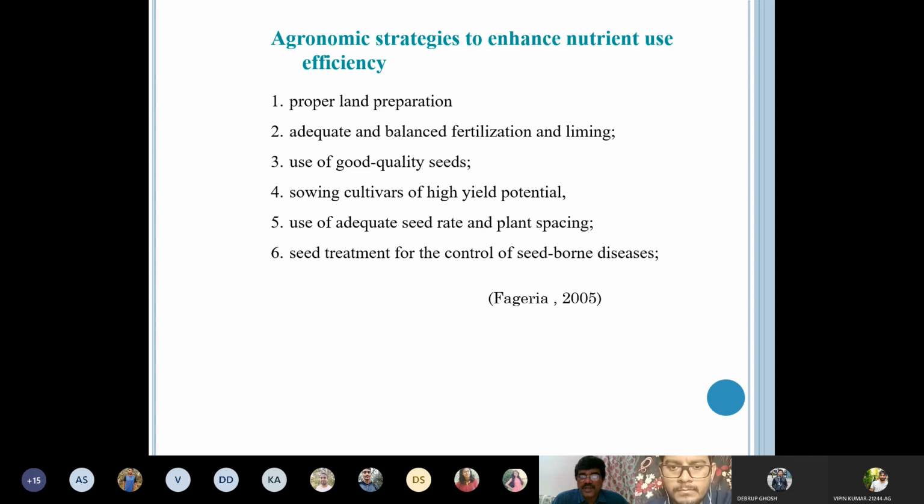Use of good quality seeds, sowing cultivars of high yield potential. Let us choose the nutrient use efficient genotype. In this direction, not much work has been done by breeders in India. Only in a few crops have we identified certain cultivars which are nutrient use efficient. But this area is wide open. One can do research on this and identify genotypes, and if we identify a nutrient use efficient genotype, that can be directly used in the field or used by the breeders. Because this is nutrient use efficient, the gene can be taken from this cultivar to other high yielding cultivars.